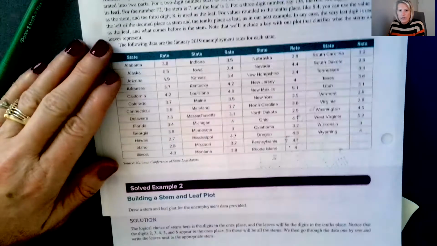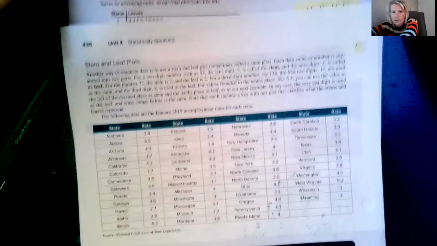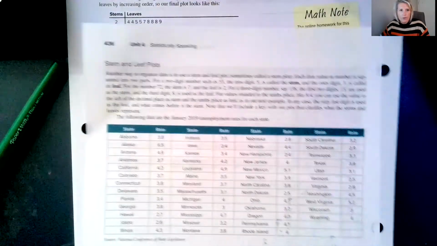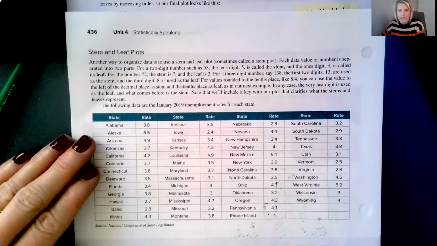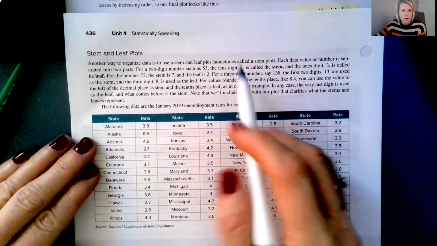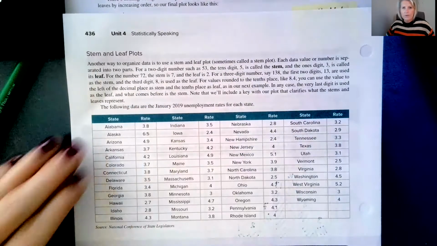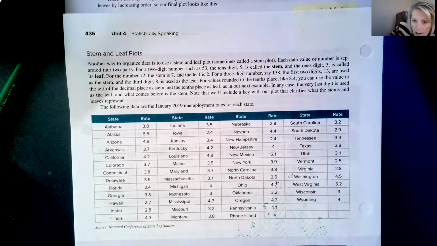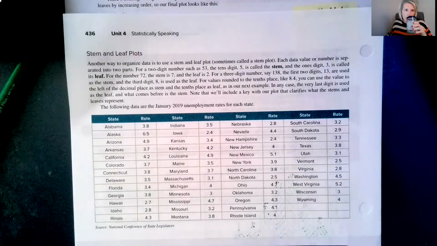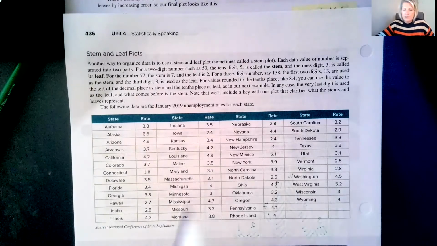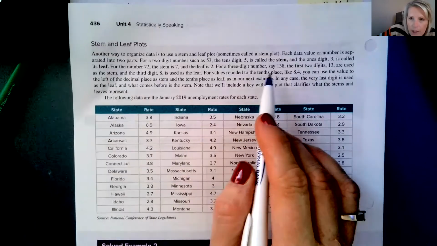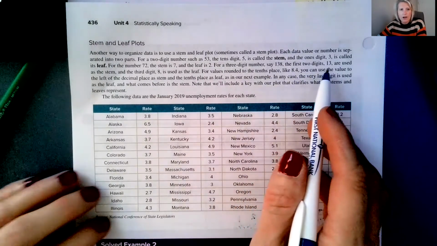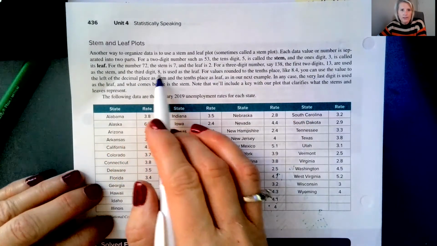Great job. So the last type of plot that we're going to do is called the stem and leaf plot. Another way to organize data is to use a stem and leaf plot, sometimes called a stem plot. Each data value or number is separated into two parts. For a two-digit number such as 53, the tens digit 5 is called the stem, and the ones digit 3 is called the leaf. For the number 72, the stem is 7 and the leaf is 2. For a three-digit number, say 138, the first two digits, 13, are used as the stem, and the third digit, 8, is used as the leaf.